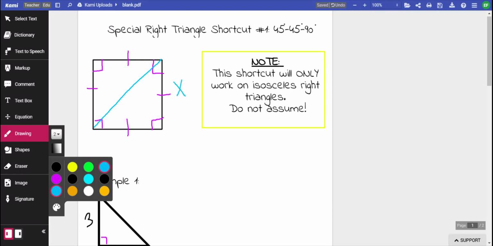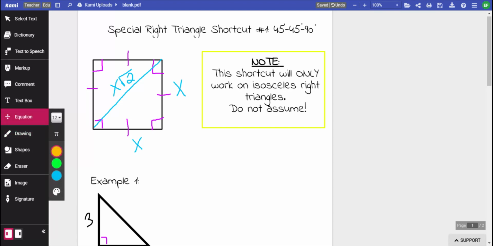So our rule states that whatever this side length is, this side is the exact same length. And if we do Pythagorean theorem and simplify our radical, we will find that the length of this hypotenuse here is, again, that exact same length as our legs, but multiplied by the square root of 2. So that is our 45, 45, 90 special right triangle shortcut.